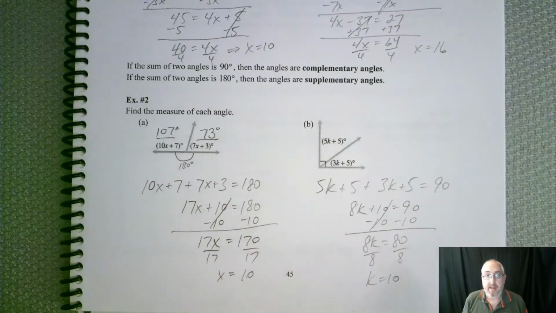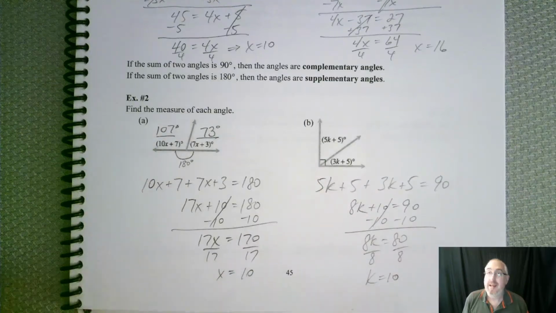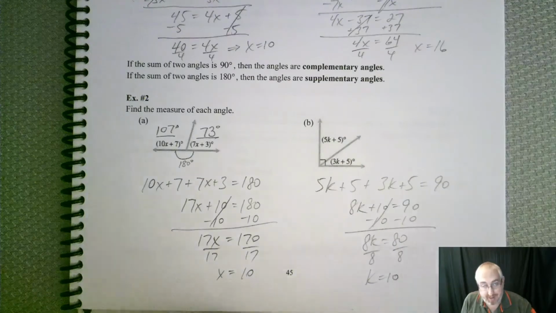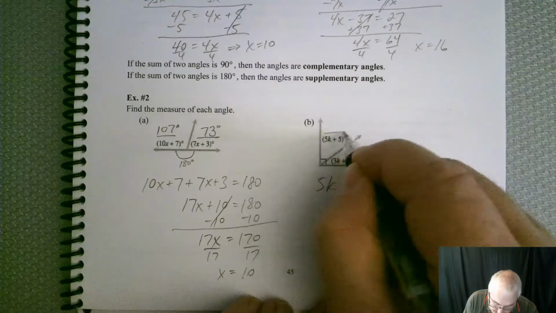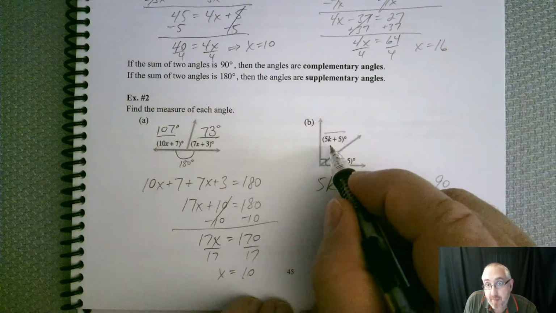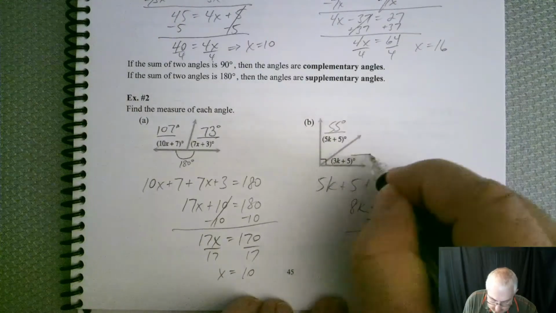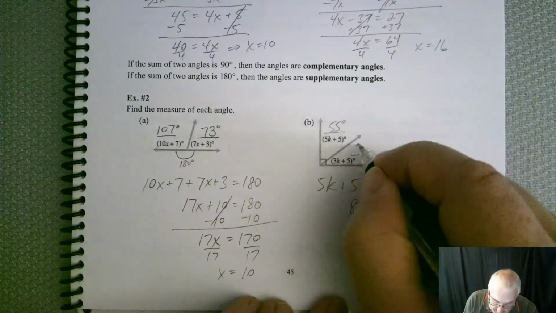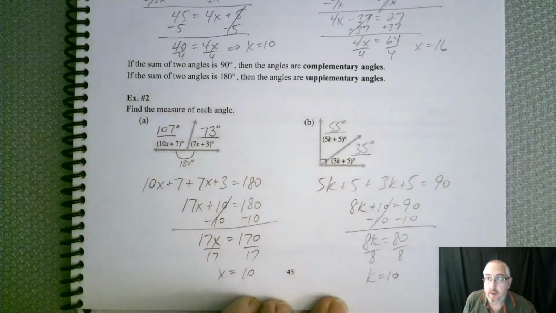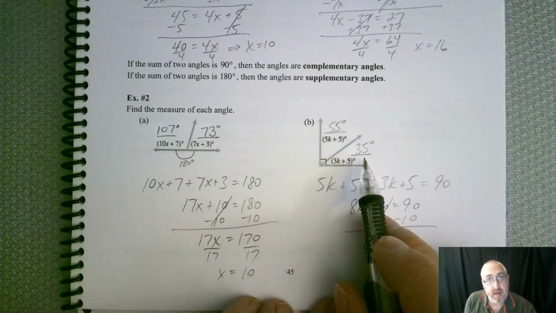Now, we've had a lot of 10s. We got a 10 here, we got a 10 here, we got a 10 here. The answer's not always 10, so keep that in mind. But in this case, it is 10. Let's make sure, though. 5 times 10 is 50, plus 5 is 55. And 3 times 10 is 30, plus 5 is 35. So that also checks. 55 and 35 is 90.